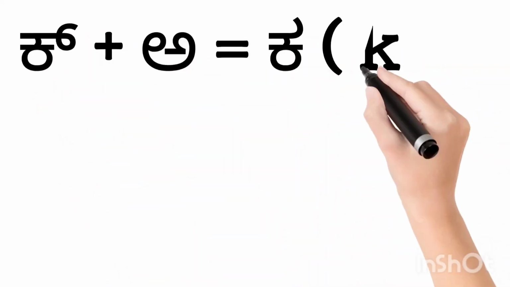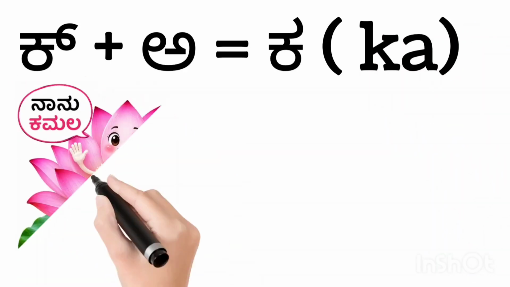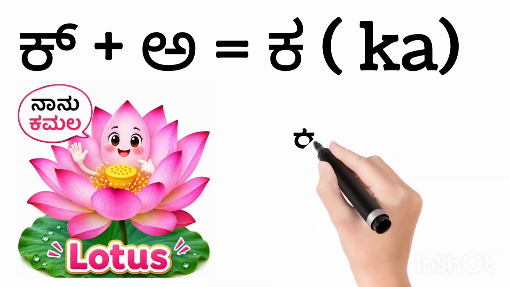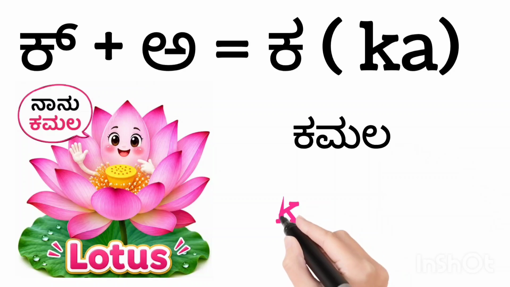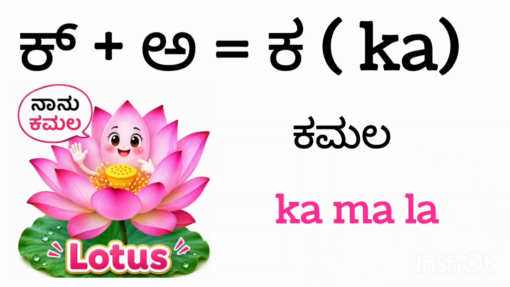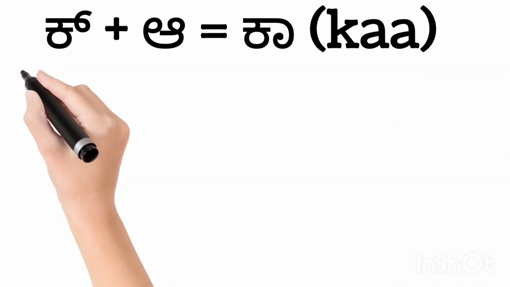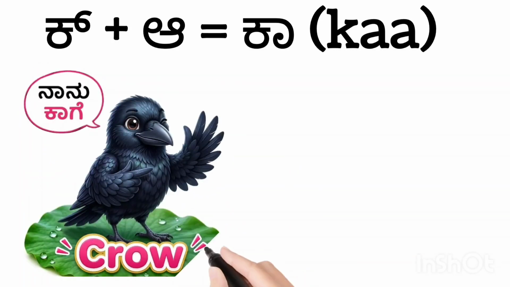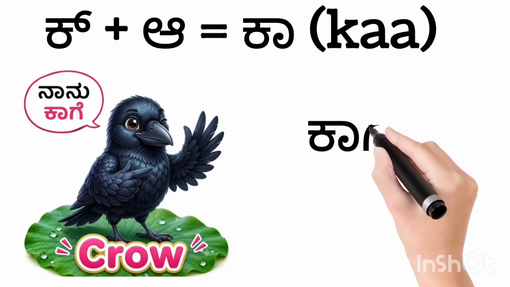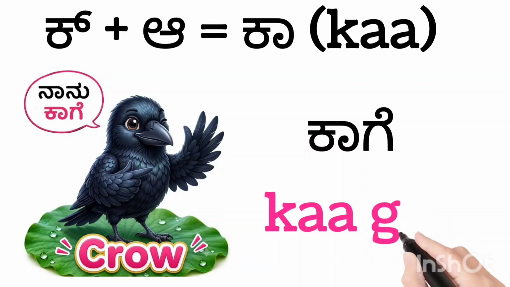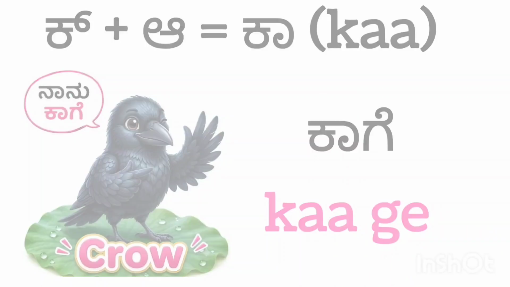K plus A is equal to Ka. Ka kamala. Kamala lotus. Ka kamala. K plus A is equal to Ka. Ka kage. Kage crow. Ka kage.